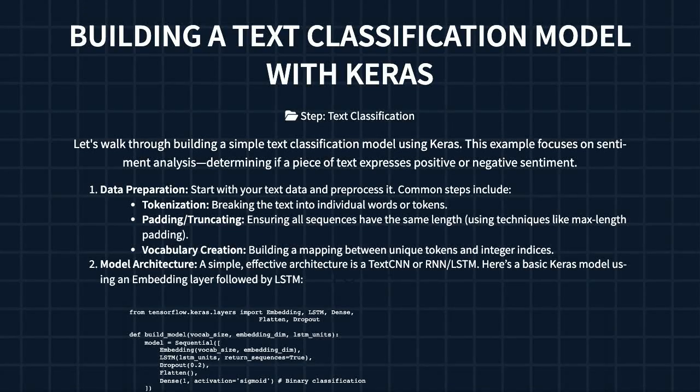Okay, let's dive into building a text classification model using Keras. First, you'll need to get your data ready. That means breaking it down into smaller pieces like words or tokens, and ensuring everything is the same length. Then, we build a basic architecture, often using something like a text CNN or an LSTM network. I've shown a simple example with an embedding layer followed by an LSTM, and then finally a dense layer to make our prediction. It's essential to train your model on properly prepared data and evaluate its performance after, and accuracy is key. Remember that processing the text correctly can make a huge difference in how well your model performs.